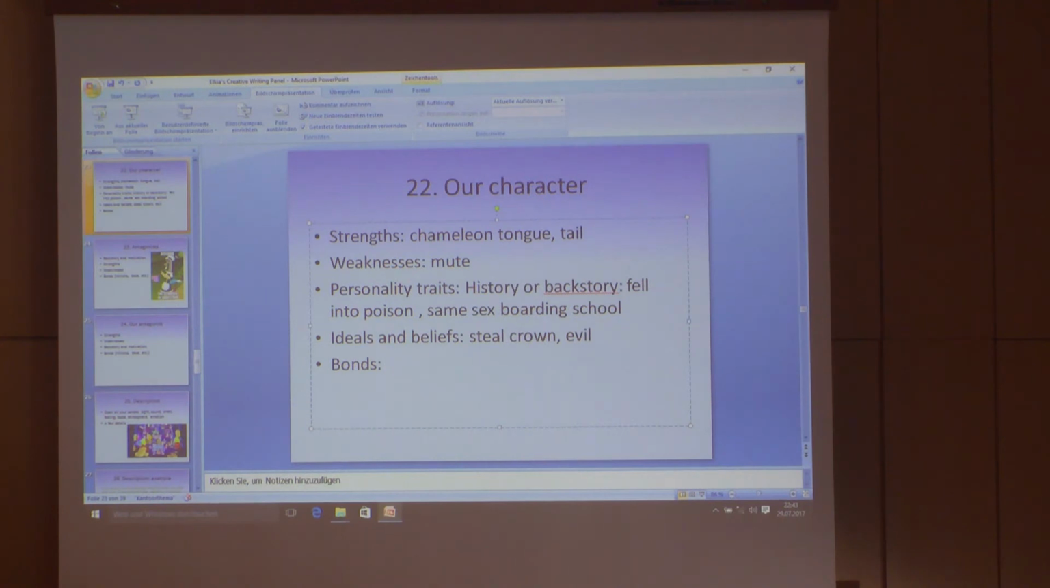Okay, and bonds. I'm sorry? You copied the personality traits up to the history and backstory. Oh yeah, of course. That's all right. I'll fix it later. Doesn't matter. We have the bonds.